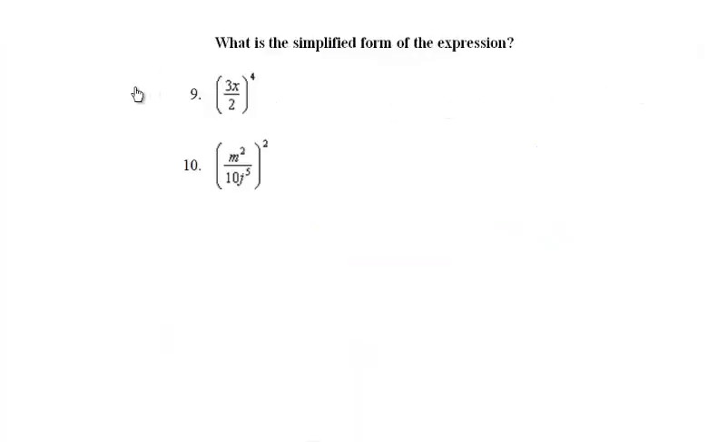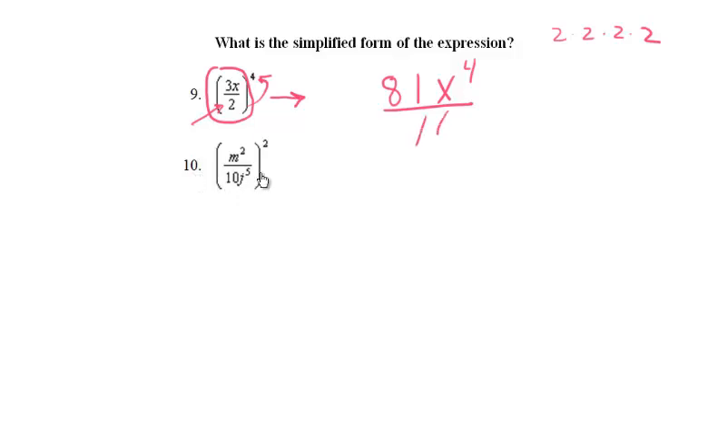Okay, a couple problems, pretty straightforward. First one, we're going to take this whole thing right here to the 4th power. So the first thing we have is 3 times 3 times 3 times 3, which is 81. And then it's simply x to the 4th power divided by 2 down here, 2 to the 4th power, which is simply 2 times 2 times 2 times 2, which is 16. So that's it for number 9 right there. That's simple.